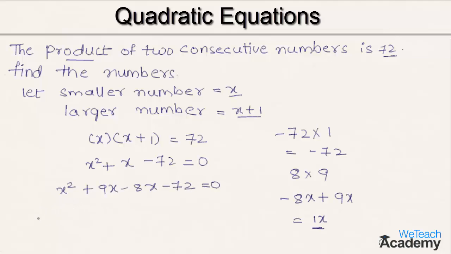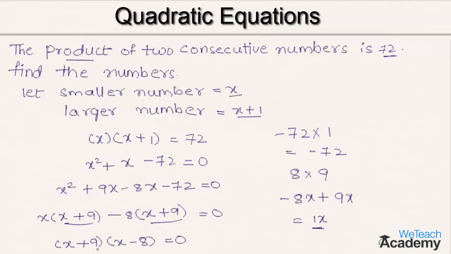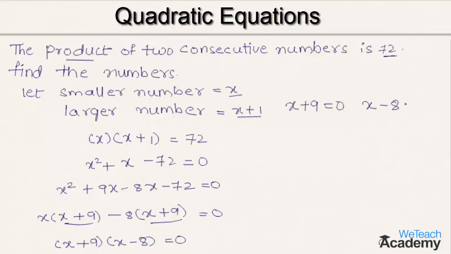Now let us take x as a common factor from the first two terms. We get x into x plus 9, and by taking minus 8 as a common factor from the other two terms, we get here minus 8 into x plus 9 is equal to 0. Again, by taking x plus 9 as a common factor, we get here x plus 9 into x minus 8 is equal to 0. So by this, we can say that x plus 9 is equal to 0 and x minus 8 is equal to 0. So by transferring plus 9 to the right hand side, we get here the value of x as minus 9, and if we transfer minus 8 to the right hand side, we get the value of x as 8.